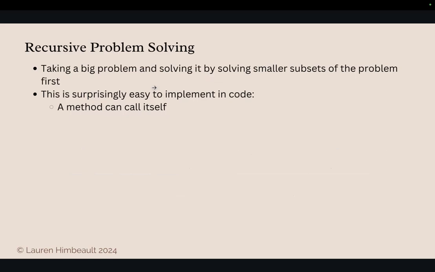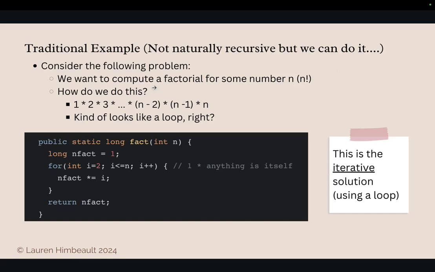Okay, so recursion is when we take a big problem and we solve it by solving smaller subsets of the problem first. This is actually surprisingly easy when we're talking about implementing it in code. It's just a method that calls itself. So let's look at a traditional example. Now, this problem isn't necessarily what we would call naturally recursive, but we can do it anyway.